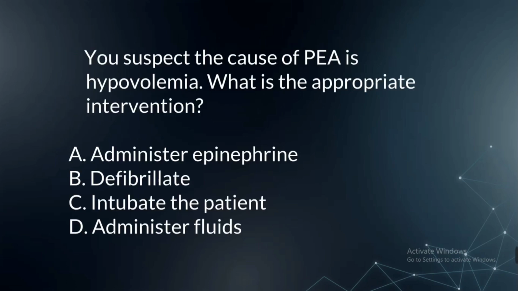What is the appropriate intervention? A. Administer epinephrine, B. Defibrillate, C. Intubate, and D. Administer fluids. So as soon as pulseless electrical activity, you know the reversible cause is hypovolemia. You have to now treat the reversible cause. You have to administer fluids as soon as possible.